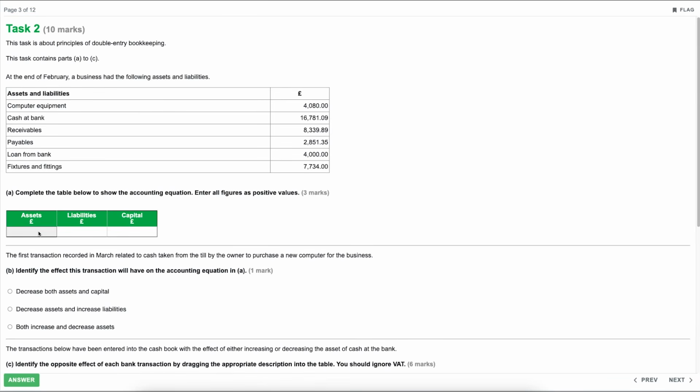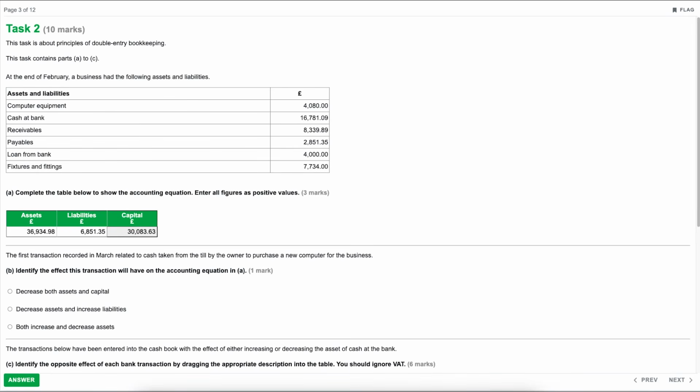So if we add up our assets, they come to £36,934.98. Then our liabilities come to £6,851.35. So to get our capital amount, all we now need to do is do all of our assets less all our liabilities, which gives us a capital amount of £30,083.63.